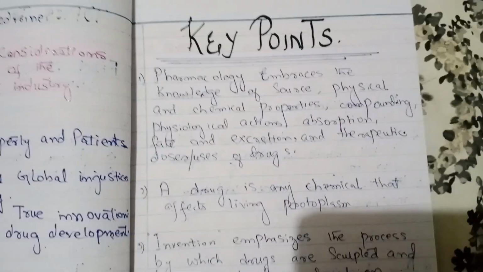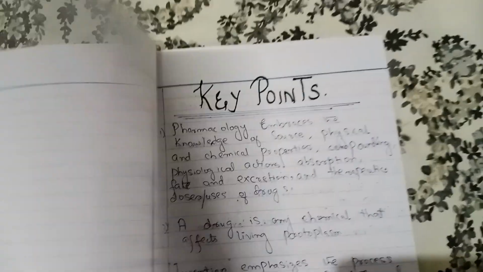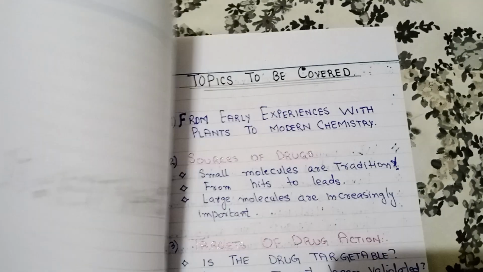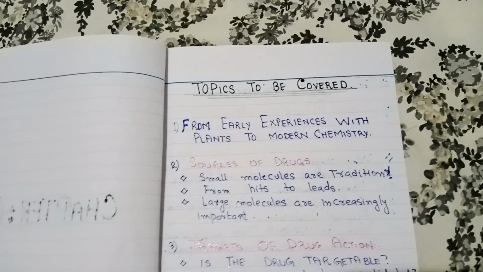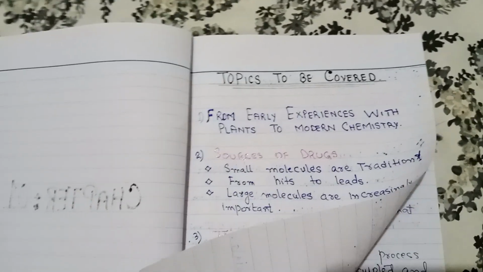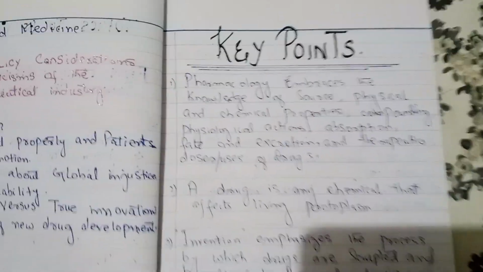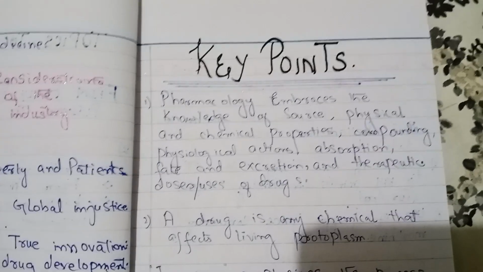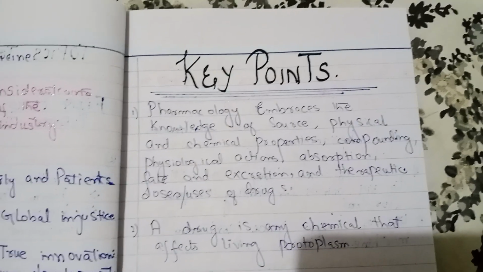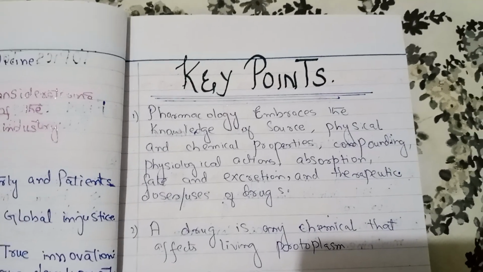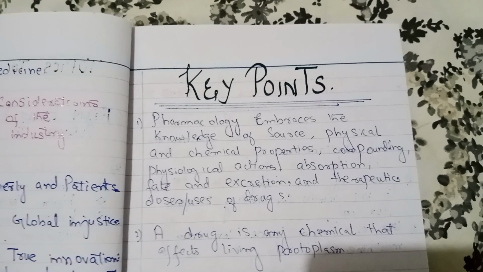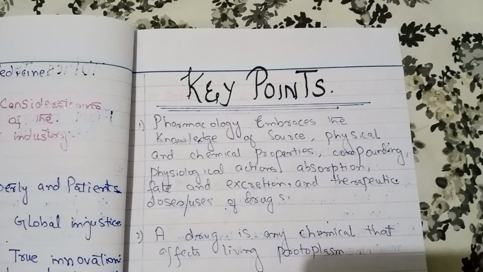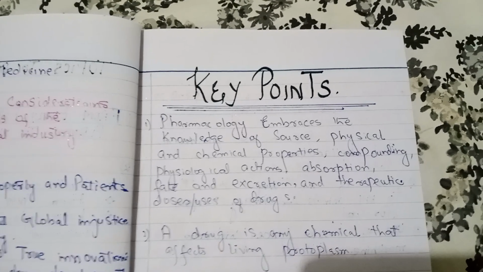Key points. If we start from that particular topic, from early experiences with plants to modern chemistry, I have written some key points mentioned in Goodman and Gilman. It says pharmacology embraces the knowledge of source, physical and chemical properties, compounding, physiological action, absorption, fate and excretion, and therapeutic doses or uses of drugs.